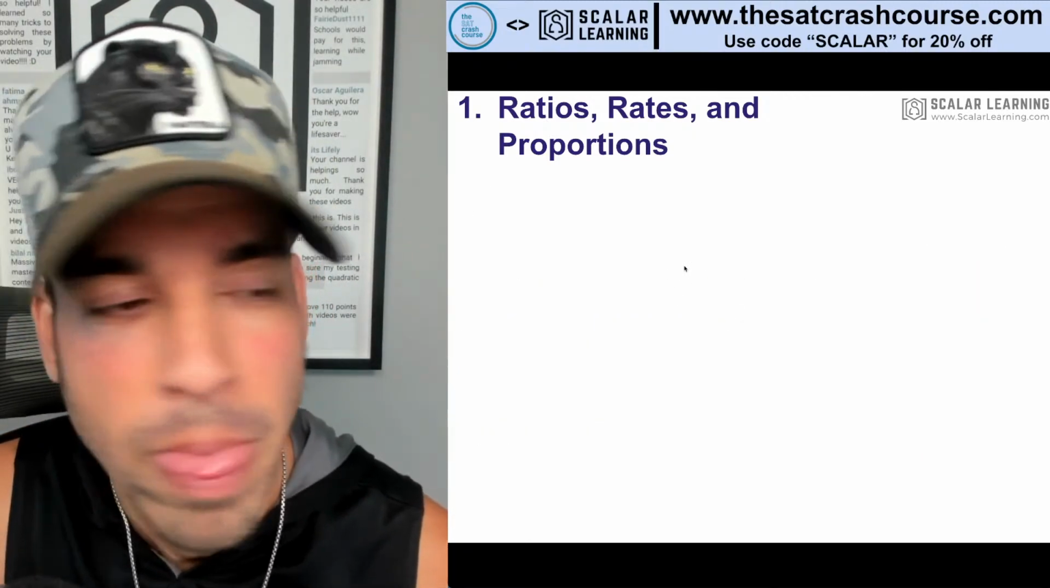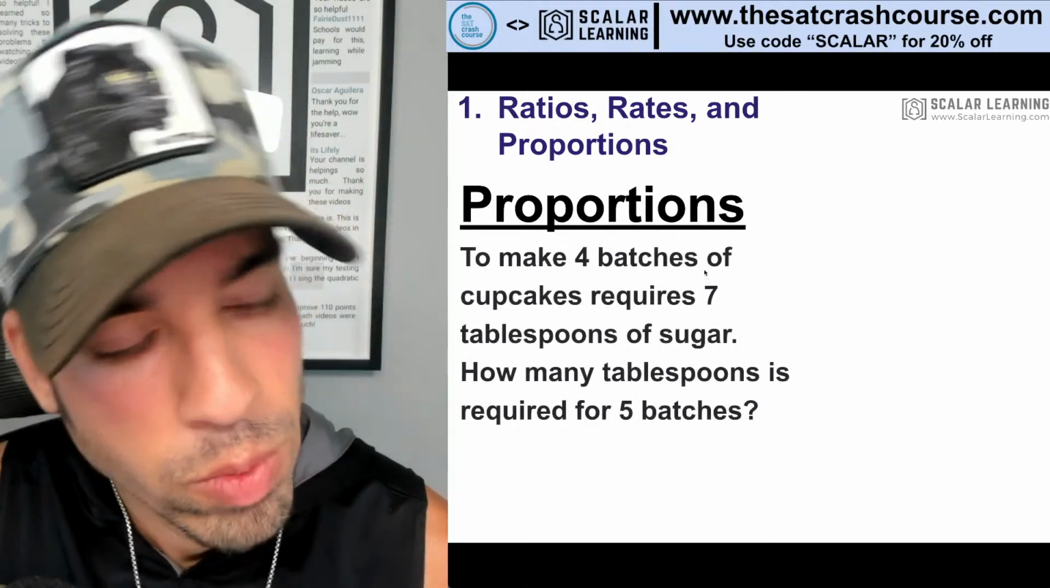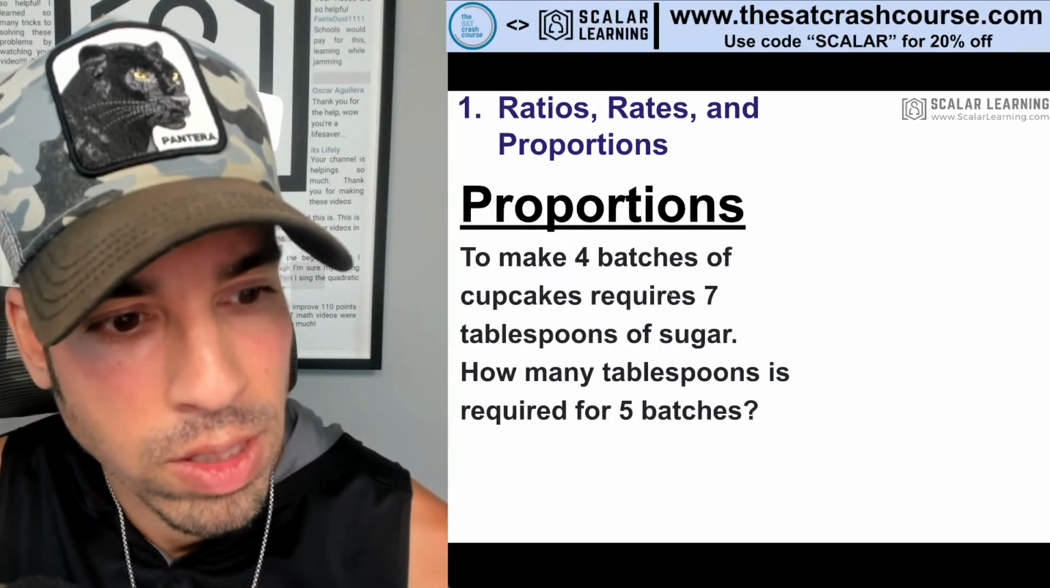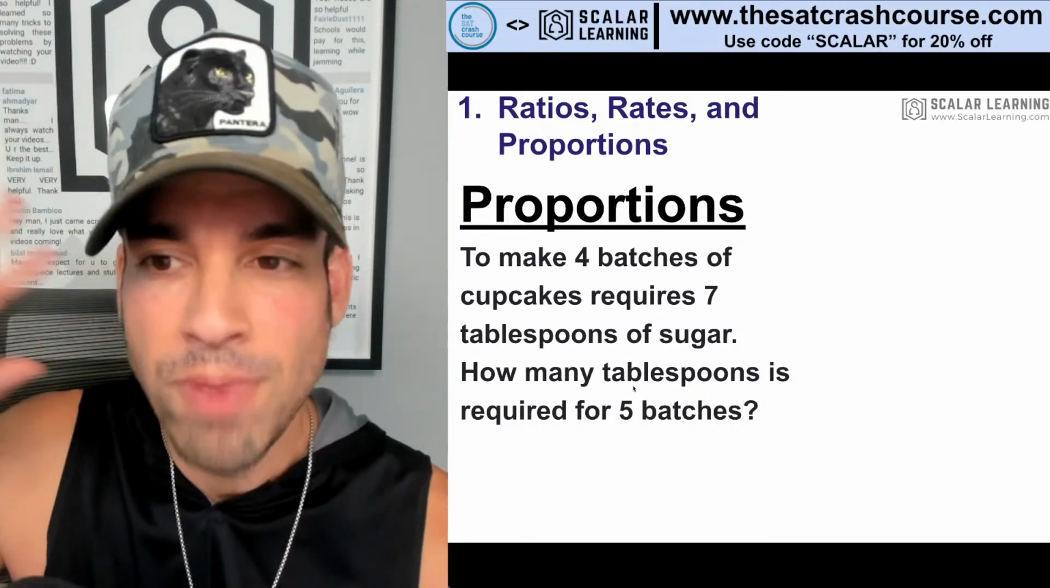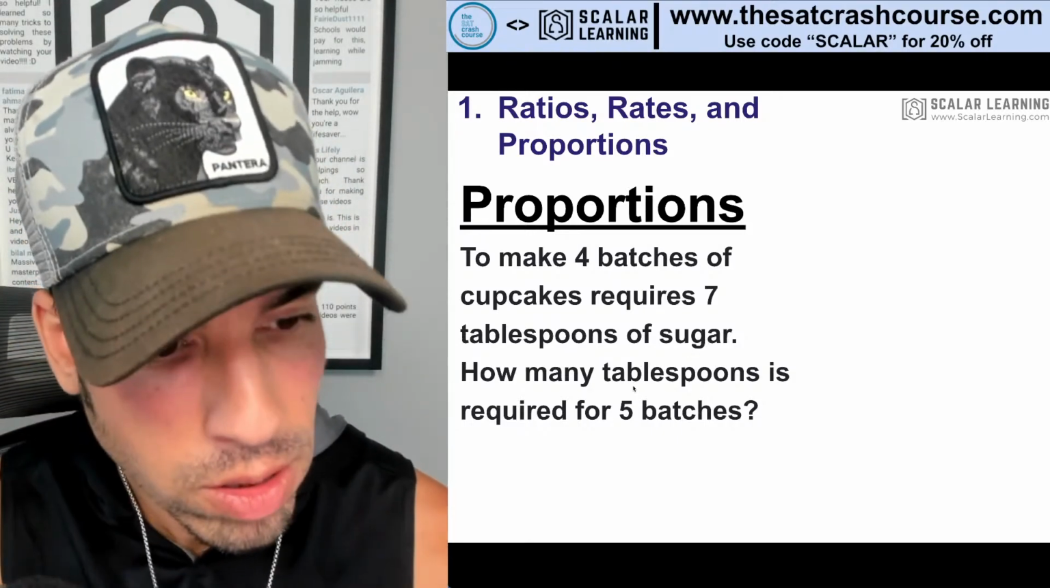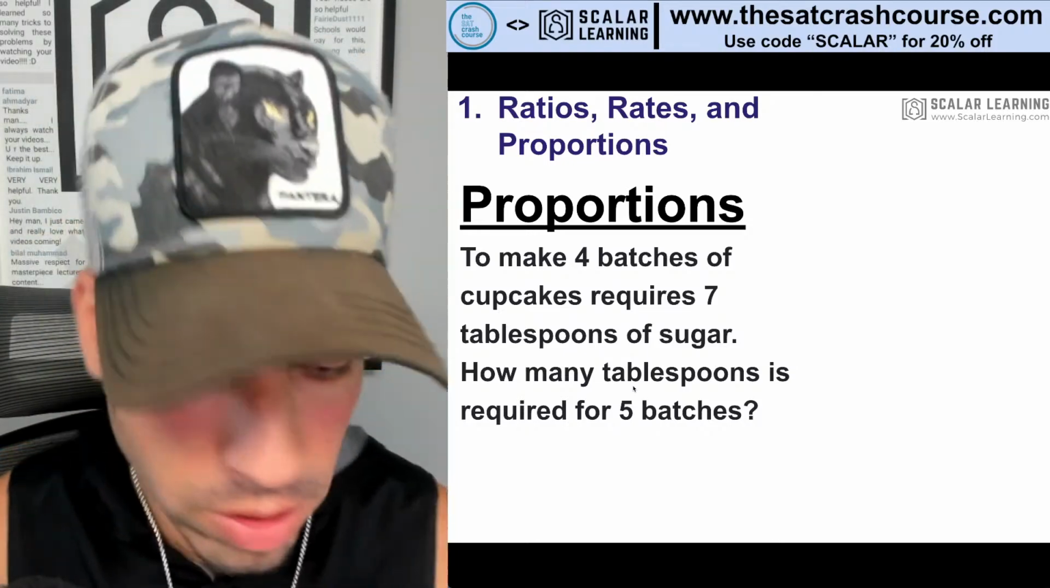Okay, here we go. Now, moving along with another example. To make 4 batches of cupcakes requires 7 tablespoons of sugar. How many tablespoons are required for 5 batches? I'm going to pause. Think it through, and post your answers in the chat.